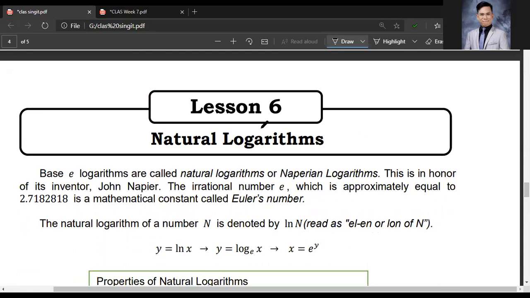So, natural logarithms. Ito na yung base e na kinikwento ko kanina. Base e logarithms are called natural logarithms or Naperian logarithms. This is to honor its inventor, John Napier.